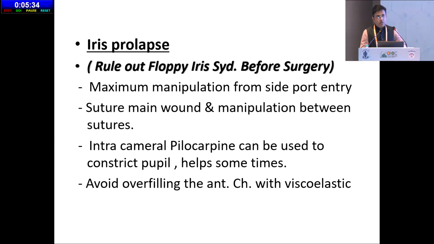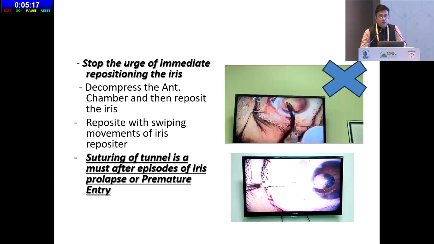On the other side also, you can land up in iris prolapse. So first, rule out floppy iris syndrome before surgery and try to do maximum manipulation of the side port, suture the main wound and manipulate between the wounds. Intracameral pilocarpine sometimes helps, and avoid overfilling the anterior chamber with viscoelastic. Stop the urge of immediately repositioning the iris.